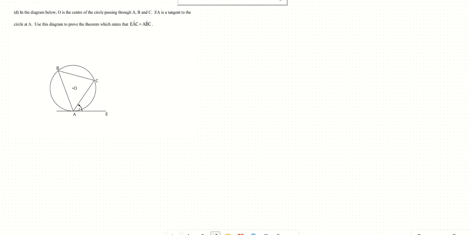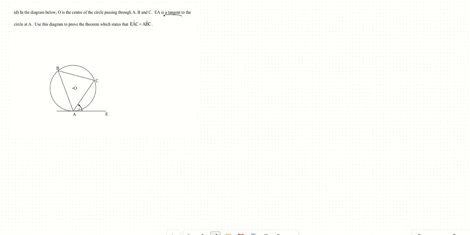Okay, welcome back. Let's look at this other theorem. In the diagram below, O is the center of the circle passing through A, B, and C. EA is a tangent. Remember the definition of a tangent. What is a tangent? It's a line that touches a circle at a point, to the circle at A. That's a point of contact. Use the diagram to prove the theorem that states that EAC is equal to ABC.